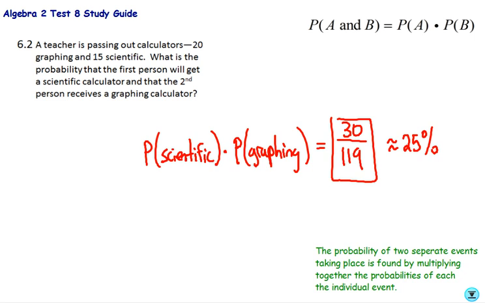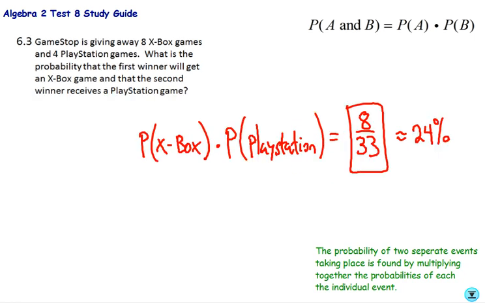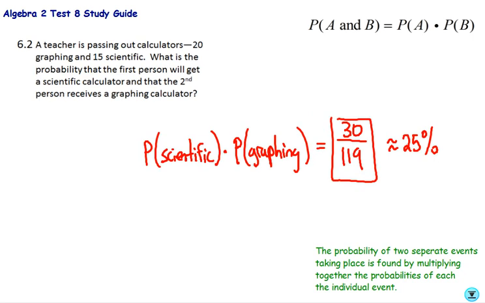Alright, so let's take a look at 6.2. So kind of a funky fraction on this one. You should have got 30 over 119, which works out to being roughly a 25% chance of grabbing a scientific and then grabbing a graphing calculator. And 6.3, and just to go back to 6.2 again, why this is dependent is that the teacher's passing out these calculators. So the teacher goes up to one student, gives that kid a calculator, and when the teacher comes over to you, now there's 1 less calculator, right? So that's why it would have been out of 24 for the second.